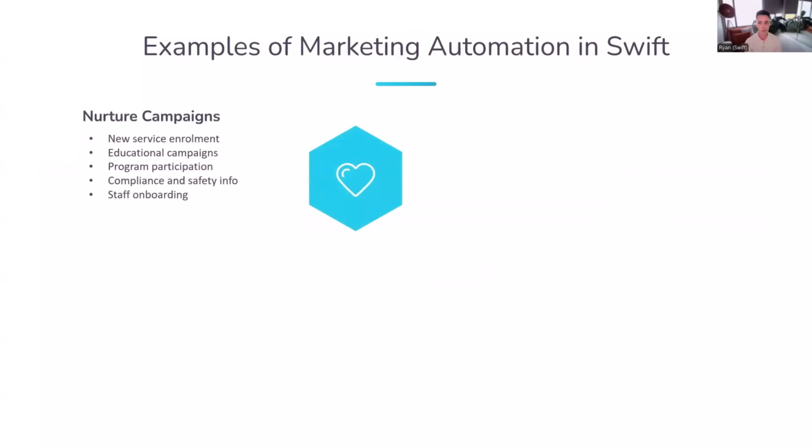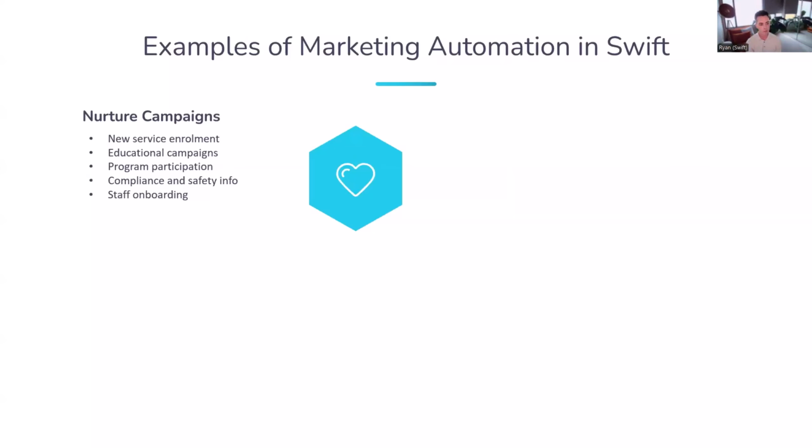All right, let's get into the marketing automation part of this webinar. When it comes to marketing automation, there are several different types of campaigns that you can run in Swift, and they fall under different categories. I'm going to run through these categories real quickly, and then we'll get into some of the case studies that I've prepared. So first of all, you can set up nurture campaigns within Swift.